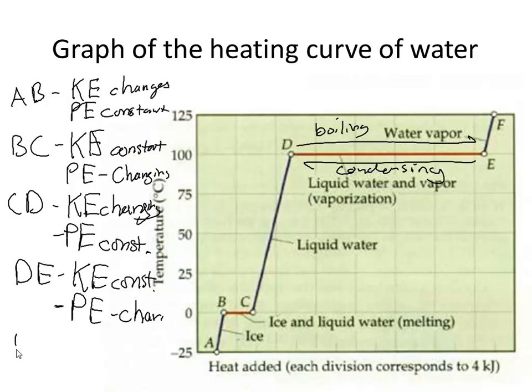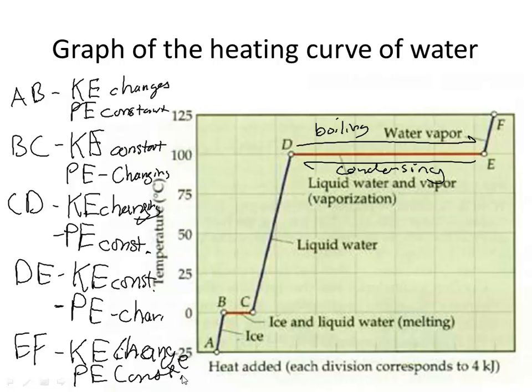And lastly, E to F. What's going on there? What's changing there? It's rising. The temperature's rising. Temperature's rising, kinetic energy increases, or kinetic energy is changing. No, not melting. Potential energy, constant. Okay? Does that make sense? Yeah. Good.